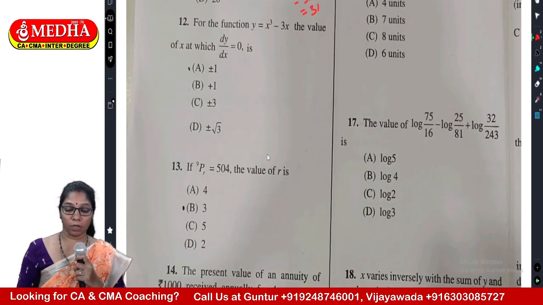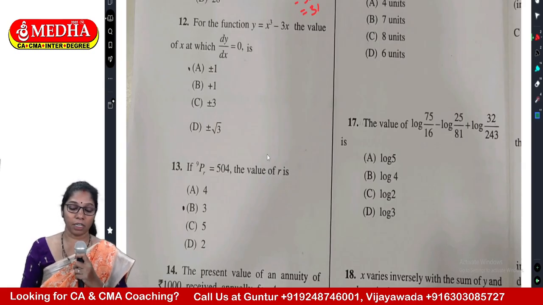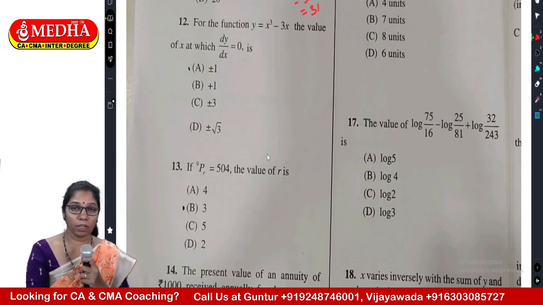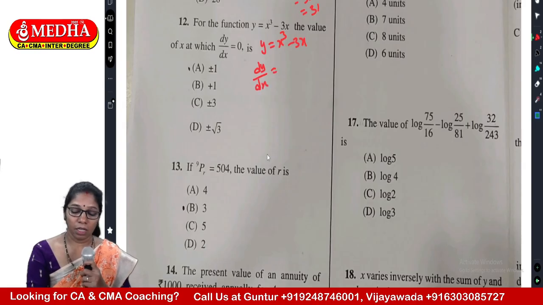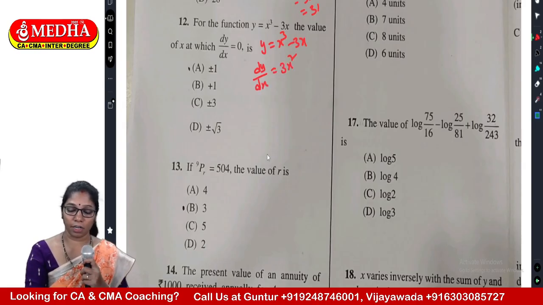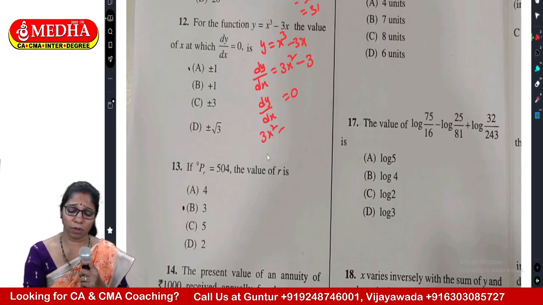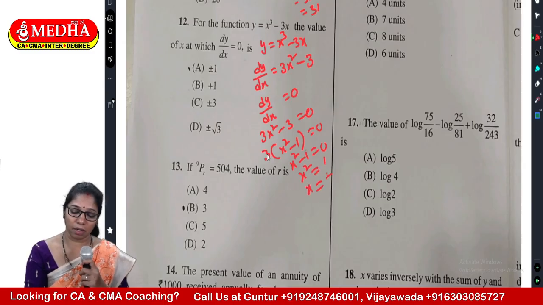Next question number 12. For the function y is equal to x cube minus 3x, the value of x at which dy by dx is 0. We have to calculate dy by dx from y, equate it to 0 and find x. So y is equal to x cube minus 3x, then dy by dx is nothing but 3 into x square, since x cube derivative is 3x square, and 3x gives 3. Given that dy by dx is 0, 3x square minus 3 equal to 0, 3 is common, x square minus 1 equal to 0, x square equal to 1, and x is plus or minus 1.